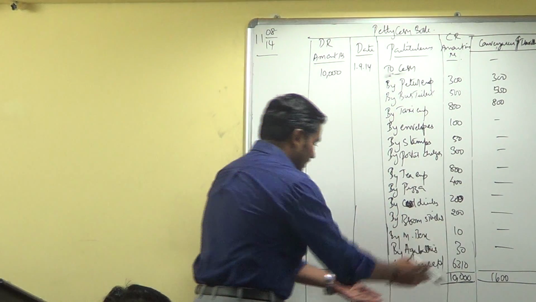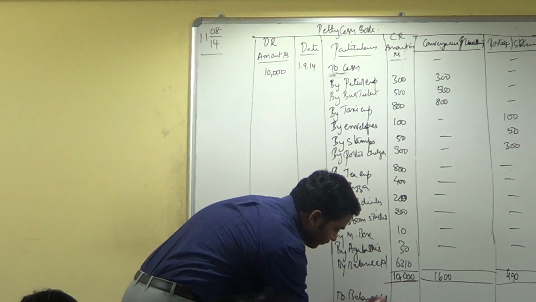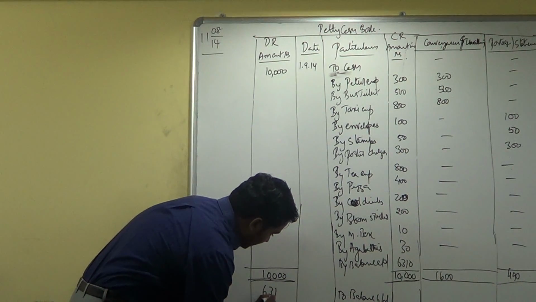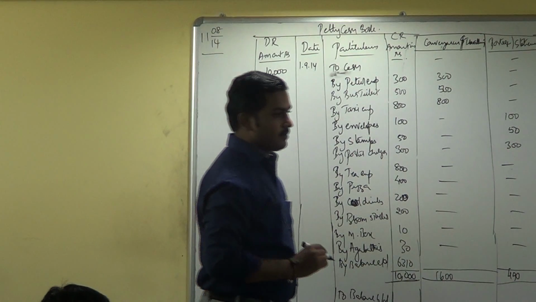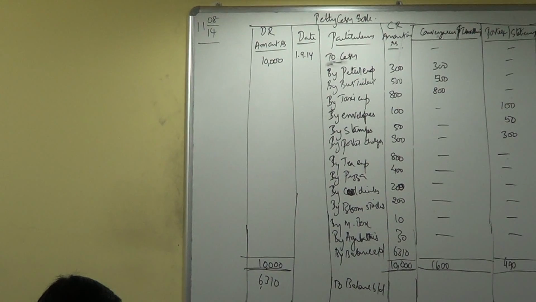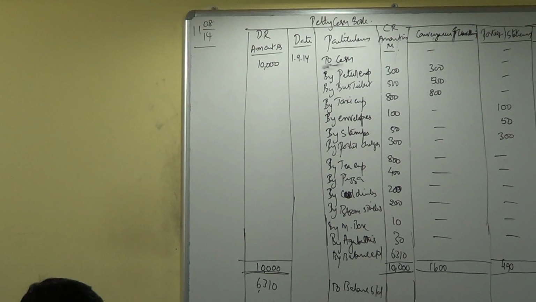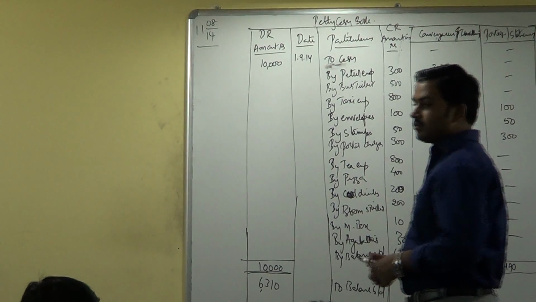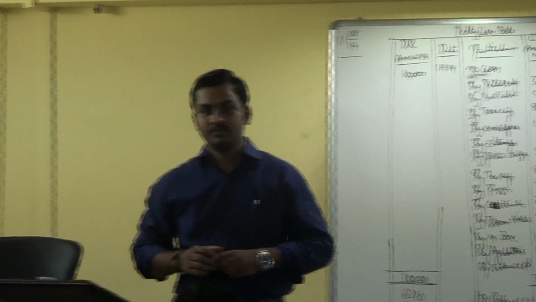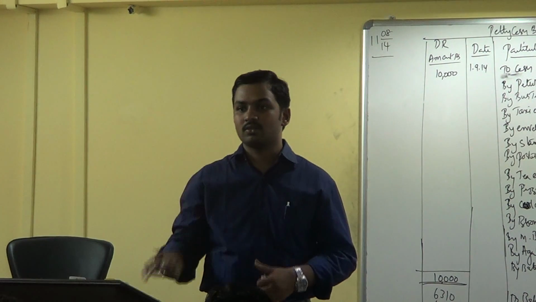Now bring it to the debit side. To balance brought down, 6,310 rupees. Okay. Now, suppose the imprest balance is 10,000. What do you mean by imprest balance? We have fixed the imprest balance as 10,000.